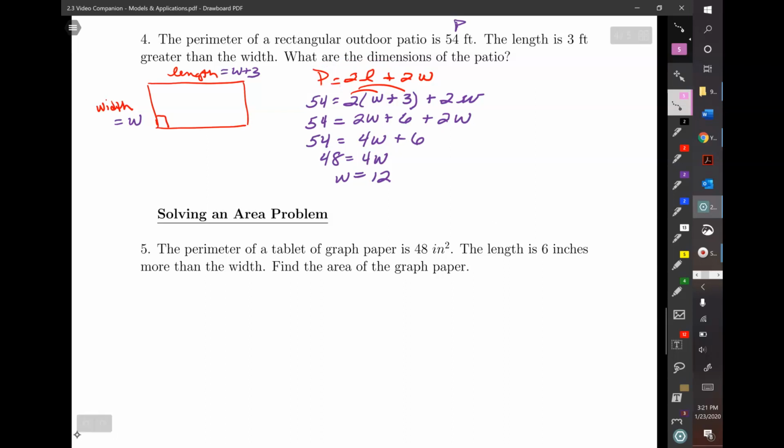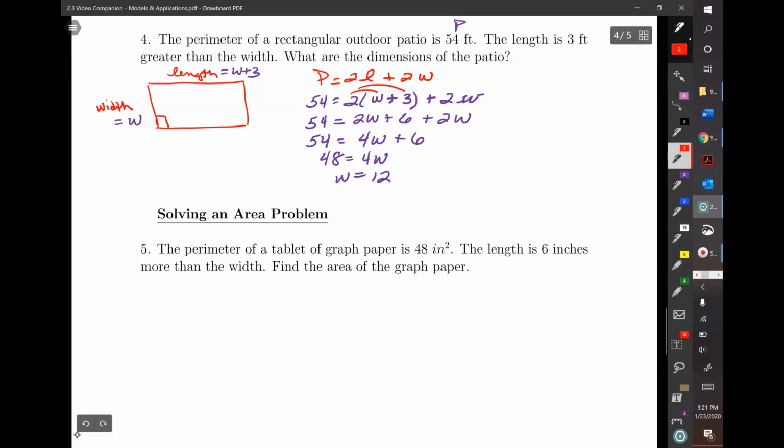So I have perimeter was given as 54 feet, and then the w plus 3 for length just gets substituted in there. So I have 2 times quantity w plus 3, plus 2w, and then just solving that down as an equation, I end up with 54 equals 4w plus 6, and then 48 equals 4w, w equals 12.